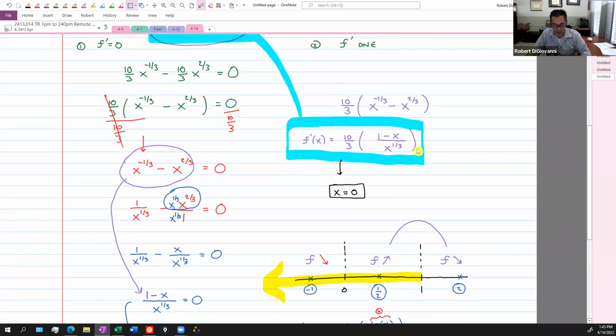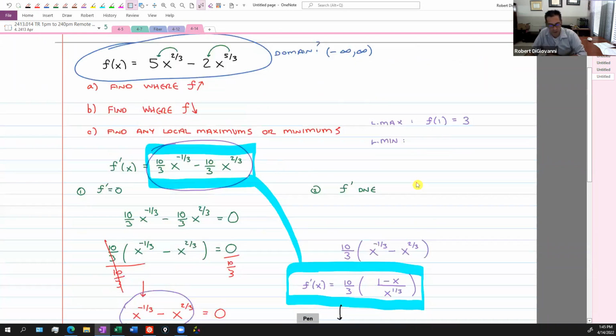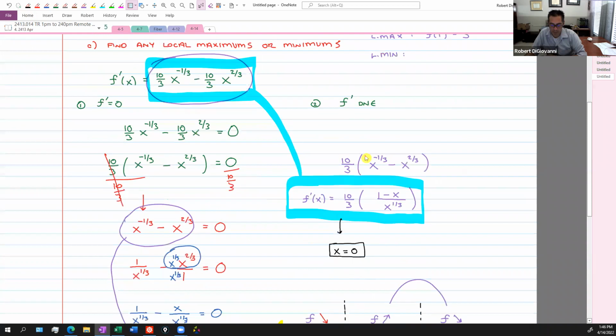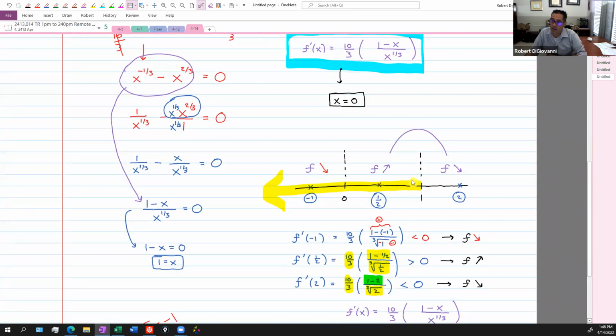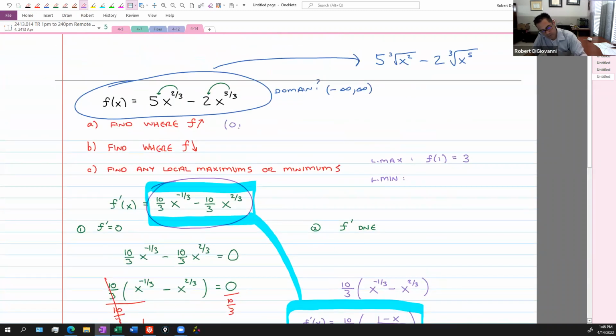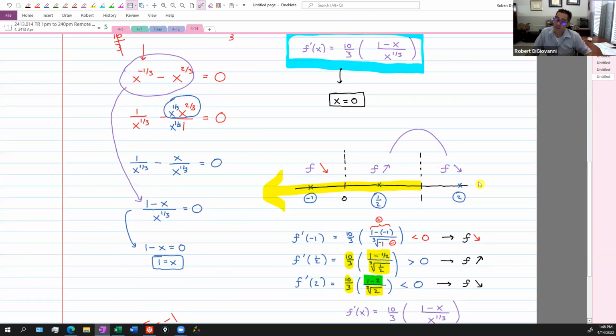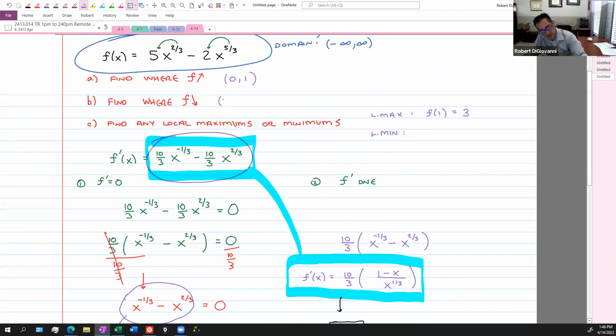So let me tweak my answers. Just go back up here and change these. Okay, I'll leave that. That's still the same. The local max is the same. The none is not there. Okay, so where is the function going up? Only between 0 and 1. Where is it going down? To the left of 0 and to the right of 1. So the way I'll write that is -infinity to 0, union 1 to infinity.